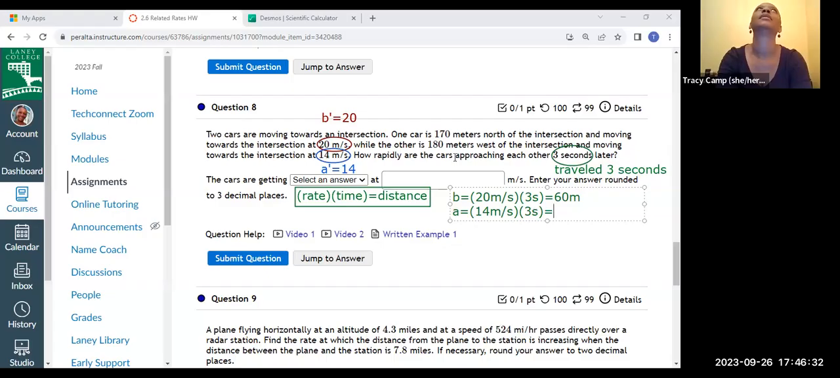And what's that, 42. So that's 42 meters that A has traveled. So I have my A now, I have my B, I have my A prime, and I have my B prime. And I think that's everything that I need, because I'm trying to find out, oh, it's still not everything I need.